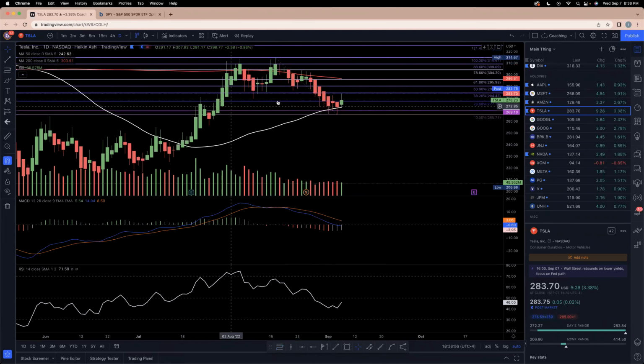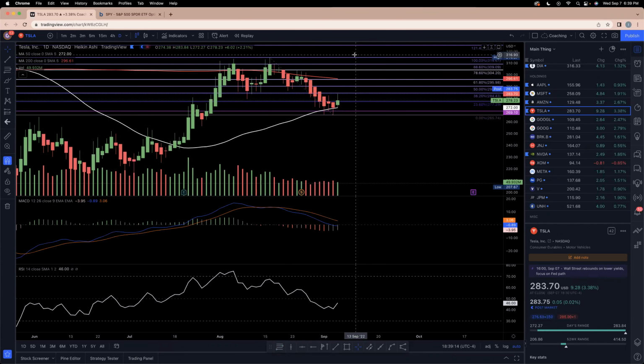So remember, this is a big move, right? This is going from this high, which is what, 314.67, all the way down to 265. So this is a huge move. I mean, it's not huge, but this is a significant move. So I wouldn't expect this to retrace the whole thing in one day.